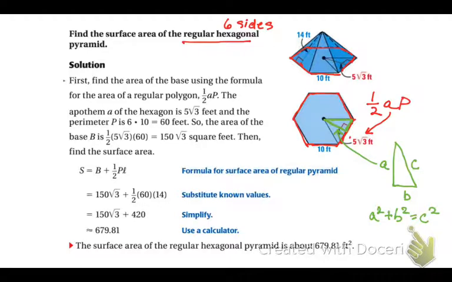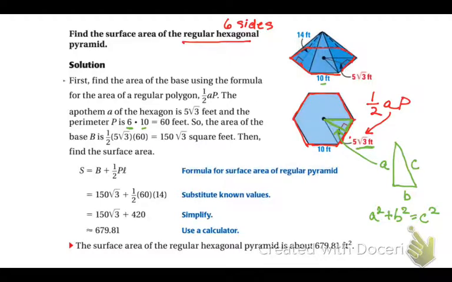So to find the base, you're going to use the formula 1/2 AP for the area of the polygon, and you're given conveniently that the apothem of the hexagon is 5 square root of 3 feet, and the perimeter is 6, that's the number of sides, times 10. You're given that one side is equal to 10 feet, so that's 60 feet.